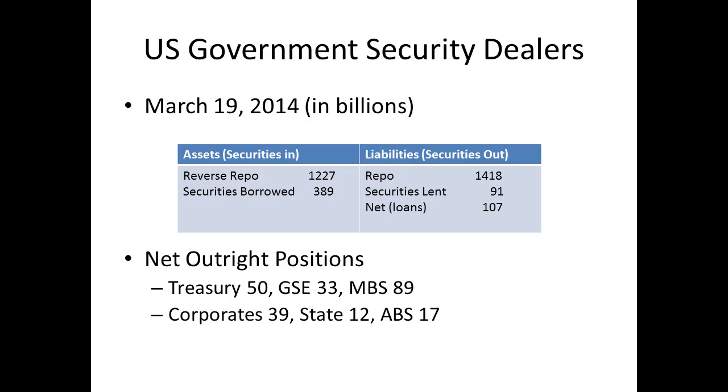So here's just some data, just to give you an example. Every week, the government security dealers report to the Fed what their balance sheets look like, and you can find this on the Fed's website. This is what they look like on March 19th, 2014. What security dealers are doing is buying assets, say a bond, and then financing it overnight in the repo market. So they use it as collateral to borrow overnight in the repo market.